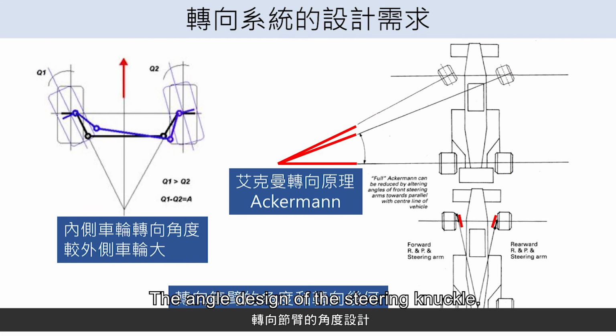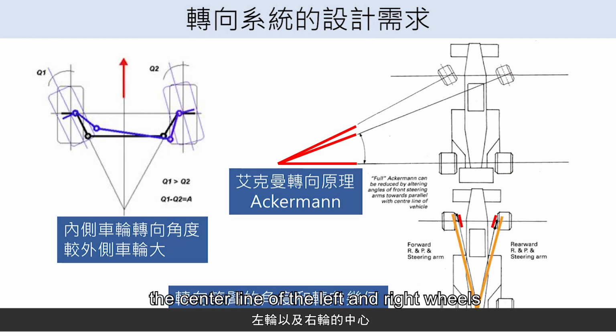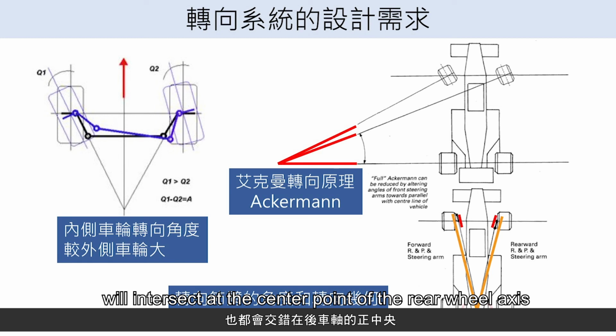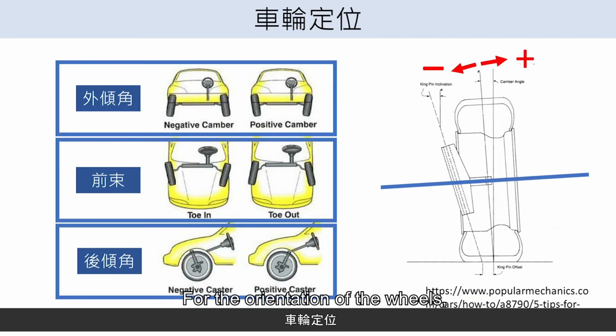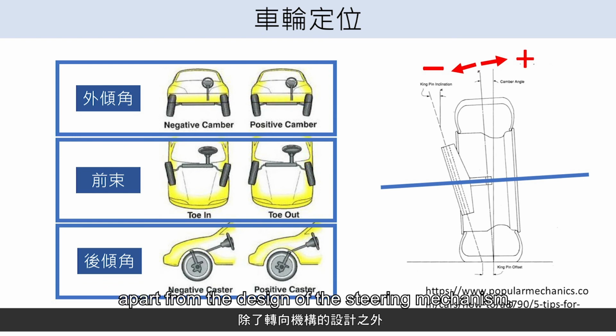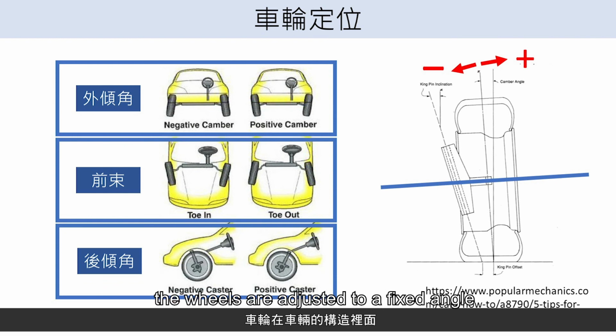The angle design of the steering knuckle, the center line of the left and right wheels, will intersect at the center point of the rear wheel axis. This is designed to allow the steering system to get good control. For the orientation of the wheels, apart from the design of the steering mechanism, the wheels are adjusted to a fixed angle in the structure of the vehicle to make the vehicle more stable.